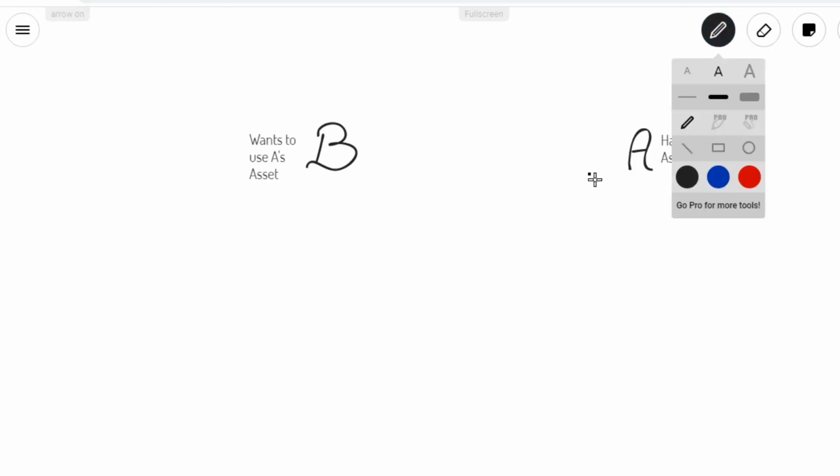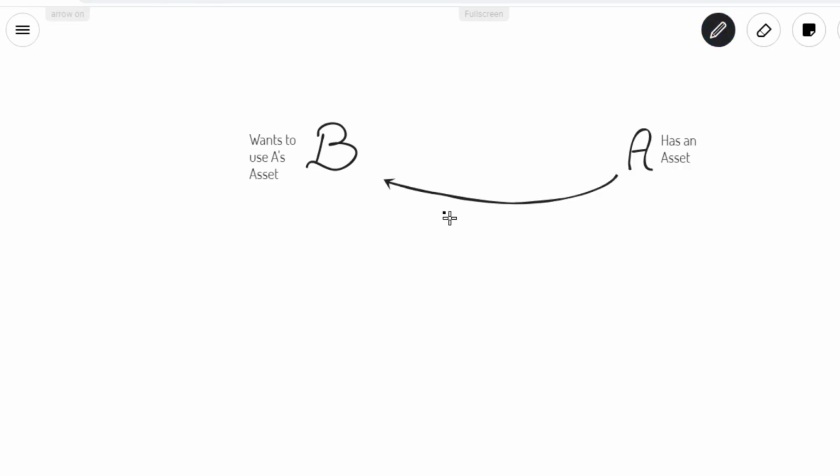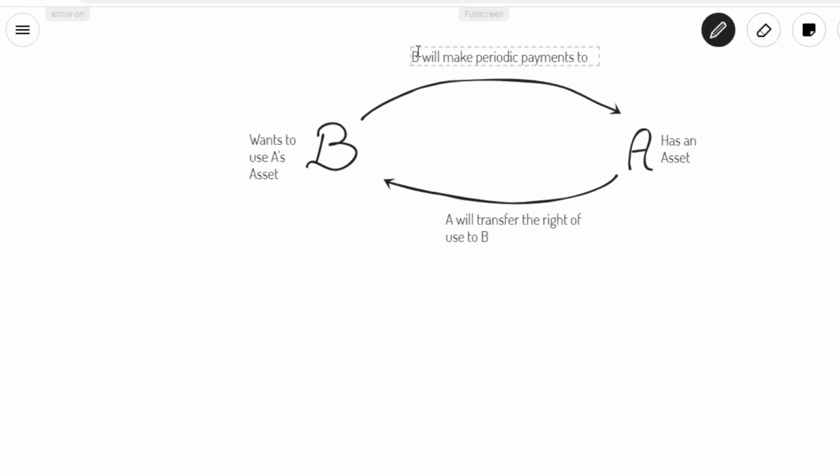So the problem is that someone has an asset and someone else wants to use it. The person who has the asset is the lessor, and the person who wants to use it is the lessee. Under this lease contract, the lessee will get the right to use that asset from the lessor for a consideration. That consideration might be annual, monthly, periodic payments, or any kind of consideration.